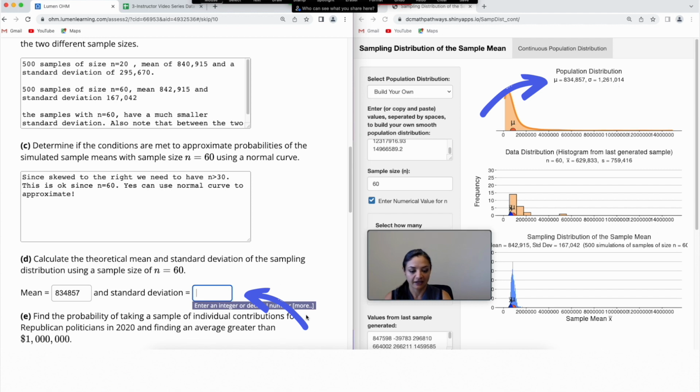So we will take, and maybe I can just annotate somewhere. The thing that I'll enter in that box is 1,261,014, and then I have to divide by the square root of n, which in this case is 60. And so the value that we end up getting there, let me stop annotating, I calculated on my handheld calculator, 162,796.20.